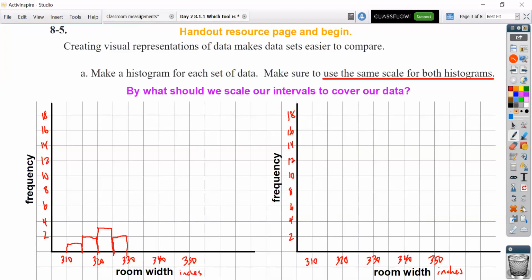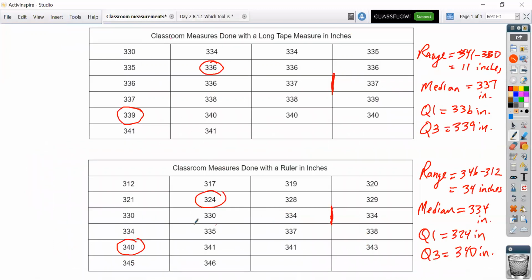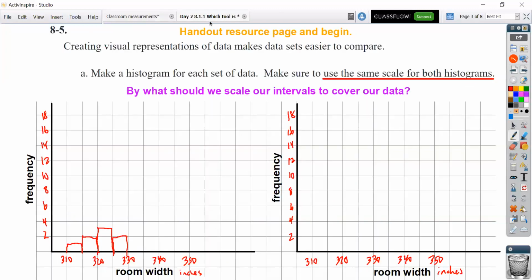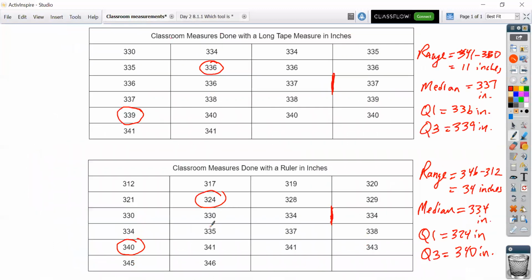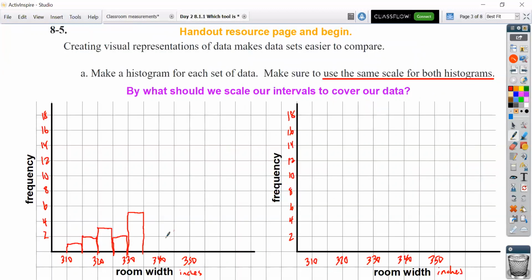From 330 to 335, I have 1, 2, 3, 4, 5. That'll be the next bin. So I need a bar of 5. 4 and 5 is the middle. And then for 335, I have 1, 2, 3, because 340 is the next bin. 2, 3.